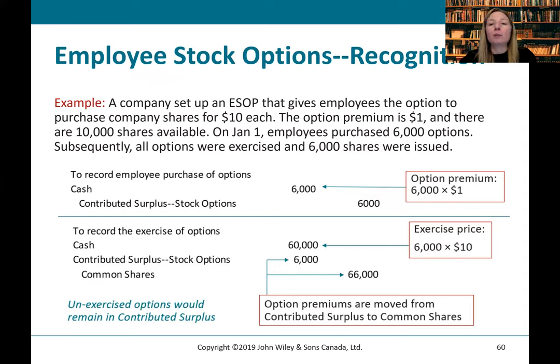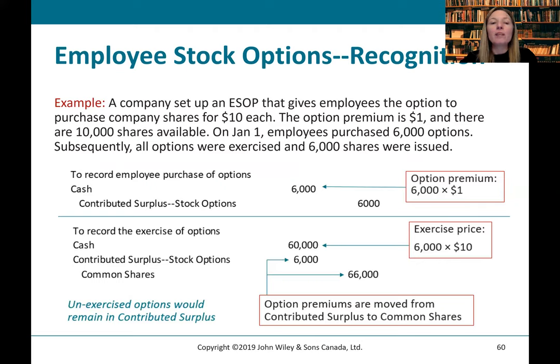So, employee stock option recognition. A company set up an employee stock option that gives employees the option to purchase company shares for $10 each. The option premium is $1 and there are 10,000 shares available. On January 1st, employees purchased 6,000 options. Subsequently, all options were exercised and 6,000 shares were issued.